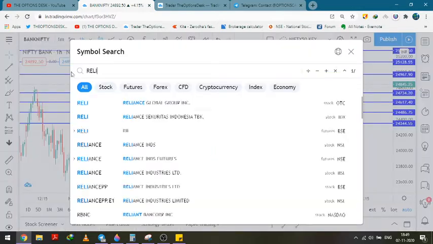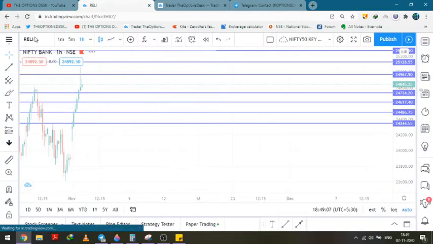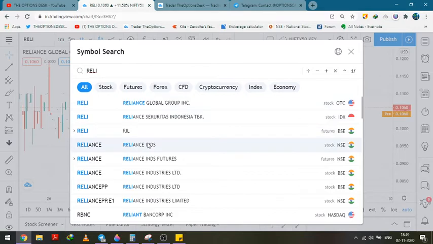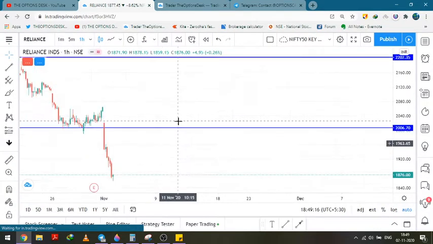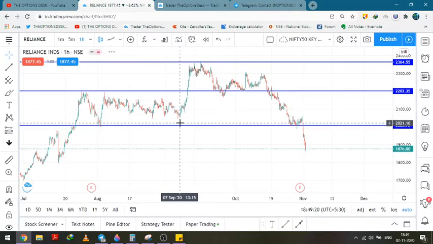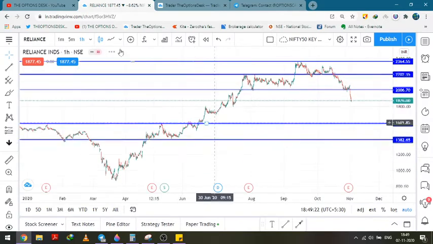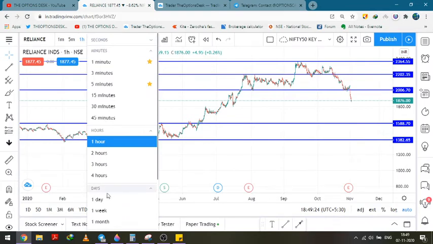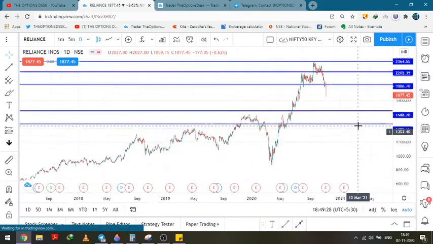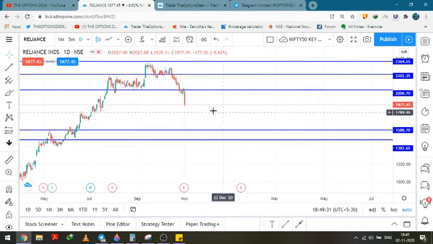Now let's do the chart for Reliance. Today it gave a fall of a good 150. Reliance Industries, okay. So this was the fall in Reliance, and after a long time, Reliance has broken this level. So what can you expect? First let's shift to the daily chart so that we can give a long-term view on what can be expected in Reliance. See, it has broken this level, and there is a one-way free fall.